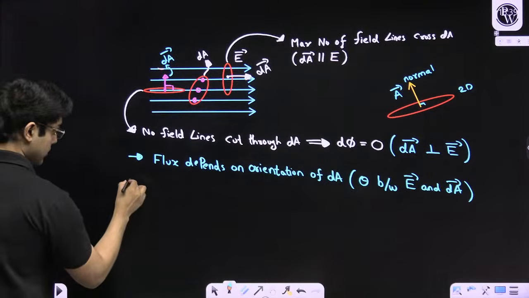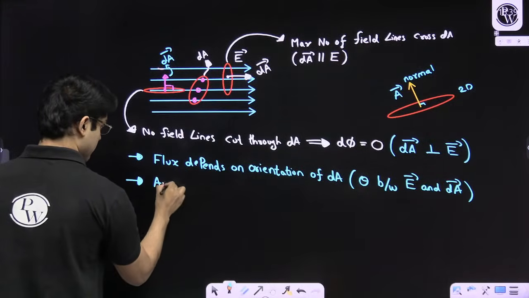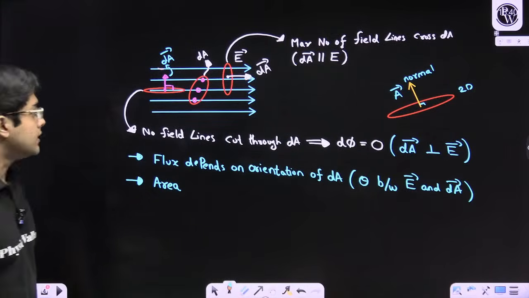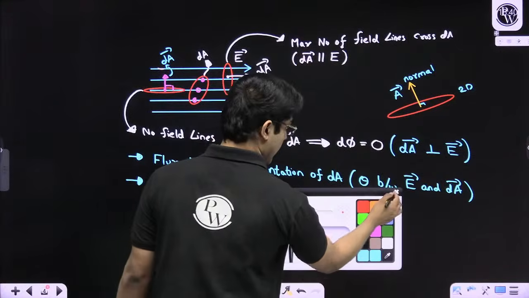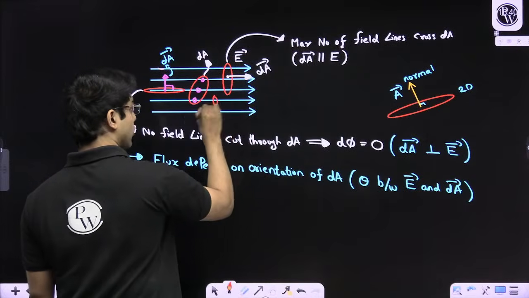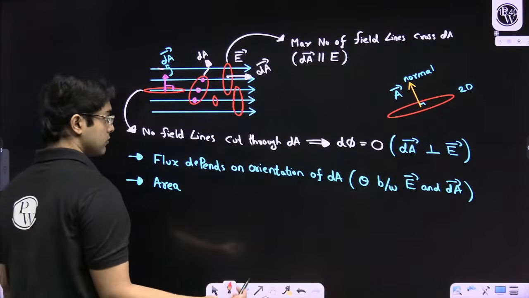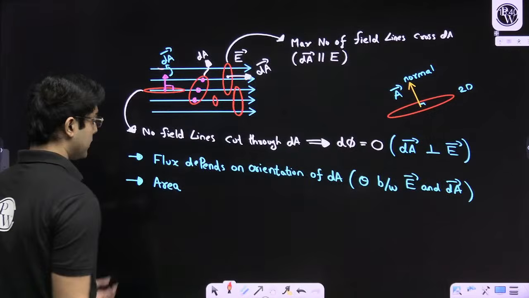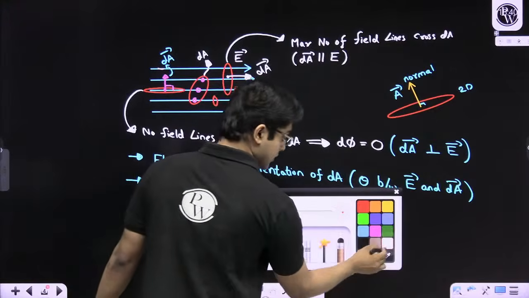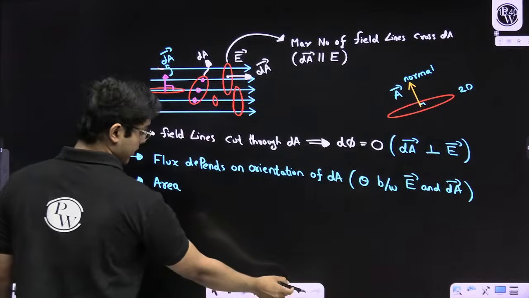Then the next thing that the flux depends on is the size of the area, how big the area is. This is kind of easy to understand, because if you take a very small area over here, let's say, then only one field line passes, right? But if you choose a bigger area, then more field lines pass through it. So bigger the area, more the field lines pass through the area, hence more the flux.